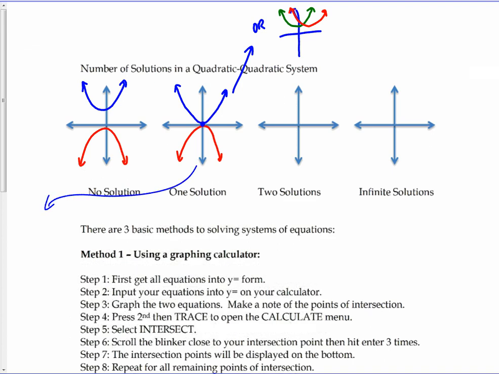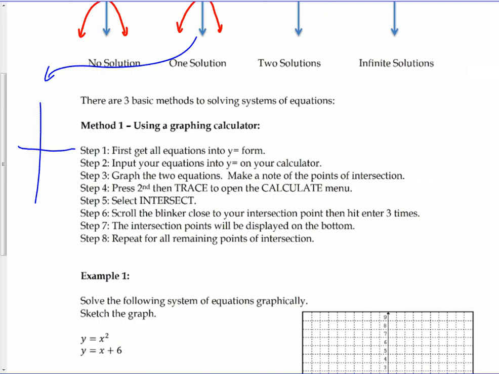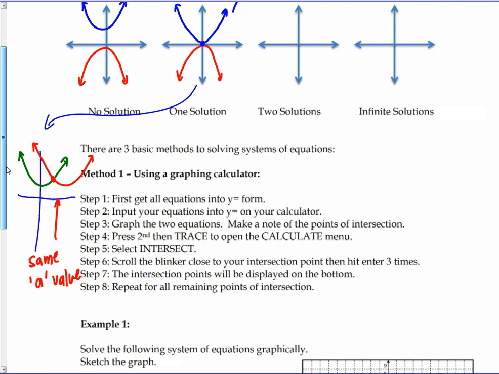Another way we could have it is if the A values are the same. If they have the same A value, it's almost like the idea of parallel lines, and they can intersect once. So this is an example of one solution where these have the same A value. We're talking about the A value in ax squared plus bx plus c. So it's almost like they're parallel, the idea of parallel quadratics, but these meet only once.